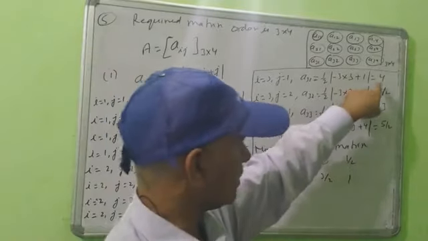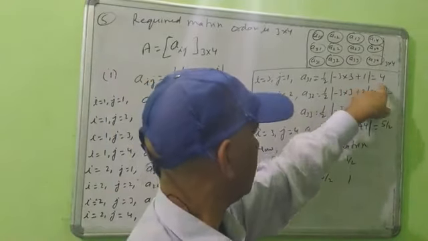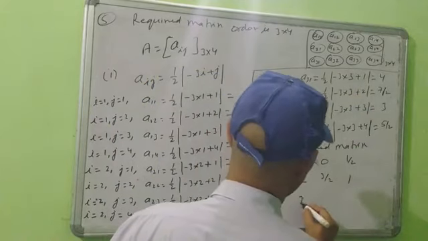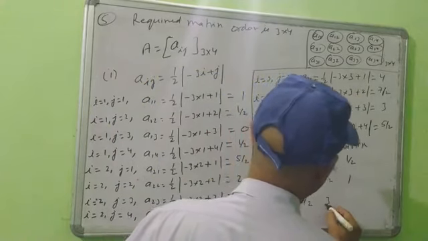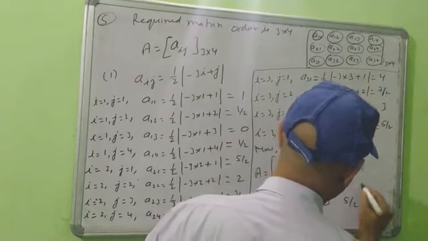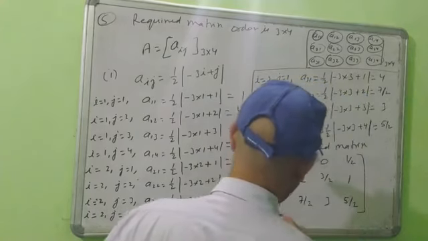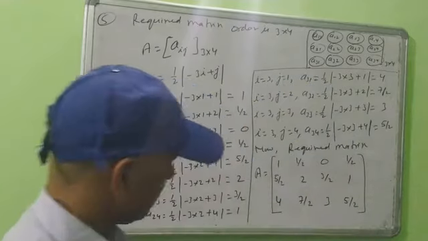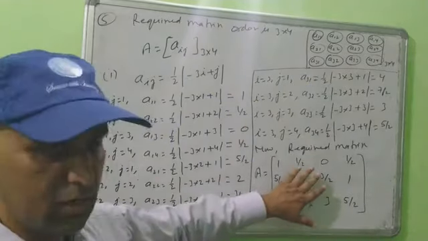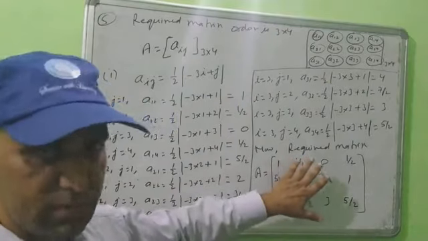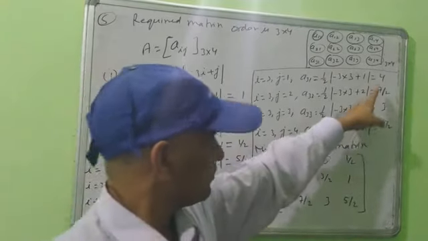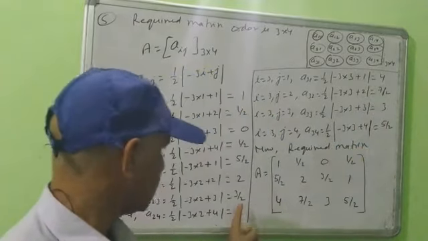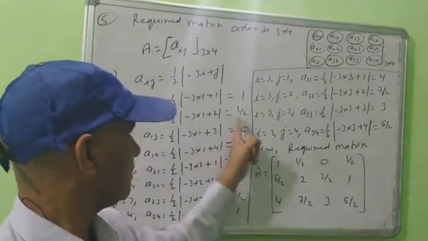And next, your third row starts from here: 3, 1, 4, 4, 7 by 2, and 3, and 5 by 2. You can check the answer from the answer sheet. The answer will come out correct. You can check whether this is correct or not from the answer sheet. This is the fourth row. Sorry, this is the third row. This one is the second row, and this one is the first row.